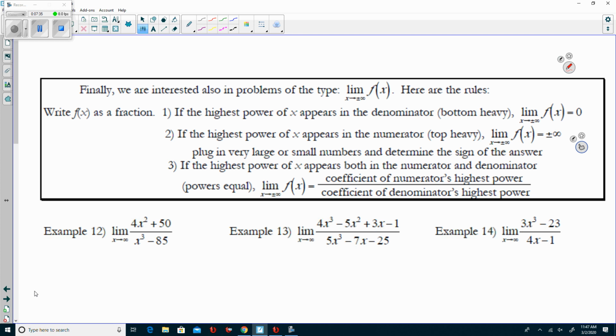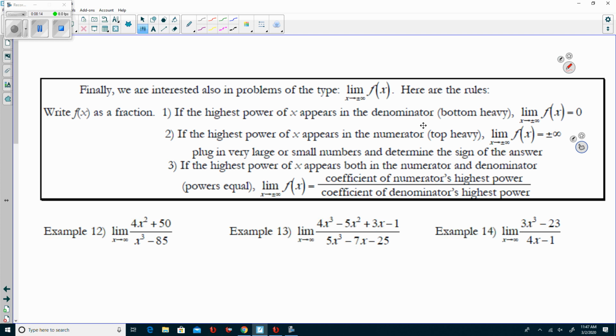The other thing, whether it's stretched or compressed, whatever. How many intercepts are there? There has to be at least one. Does that make sense? You're looking at the highest power. So if the highest power of x appears in the denominator, it's bottom heavy, then no matter what, it approaches 0. So the limit as x approaches positive or negative infinity of f of x will equal 0. That means it's bottom heavy.